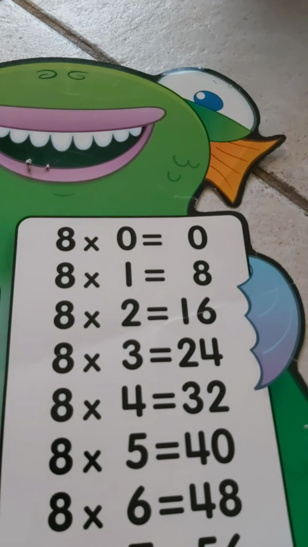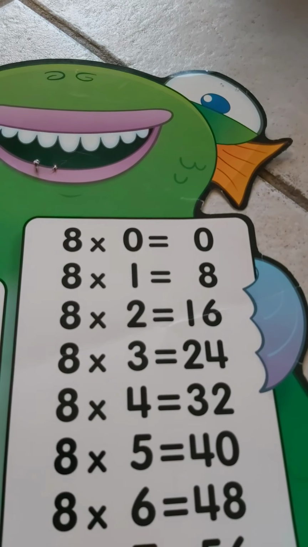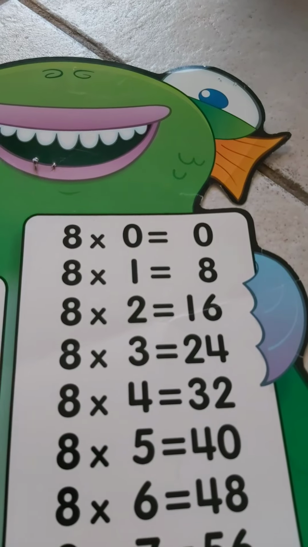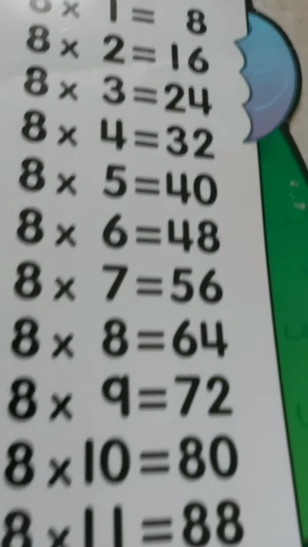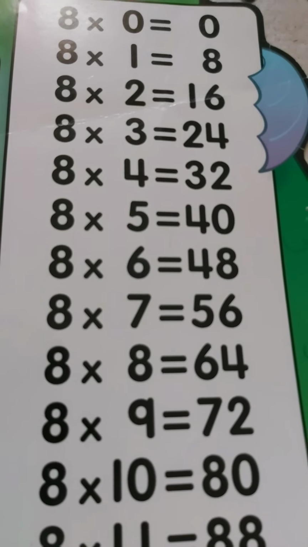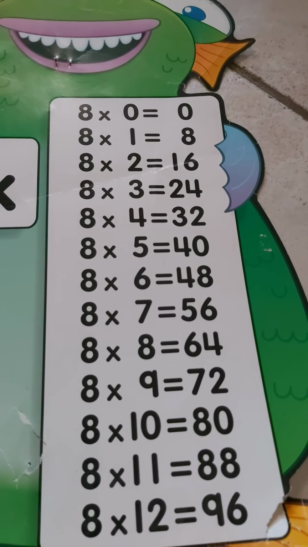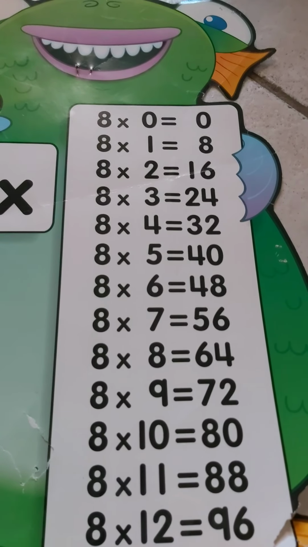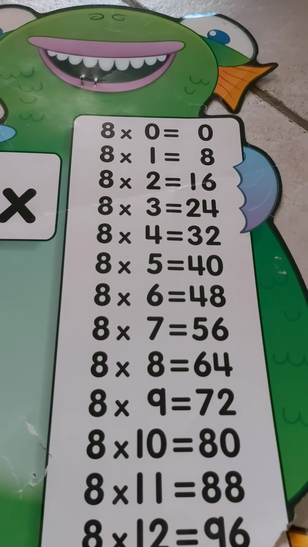So for example, if we had 8 times 5 equals 40. Think about what 4 times 5 is. Does anybody know what 4 times 5 is? 4 times 5 is 20. And 20 doubled is 40. 8 times 10 is 80. What's 4 times 10? 40. And 40 doubled is 80. So you can use your knowledge of your 4 times tables to help you with your 8 times tables by just changing the 8 to a 4 and then doubling your answer.